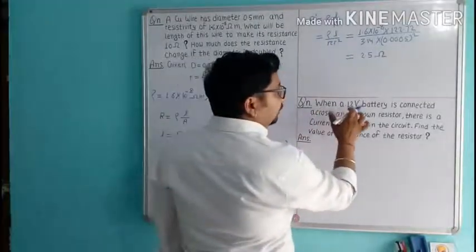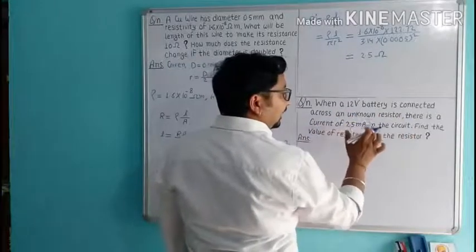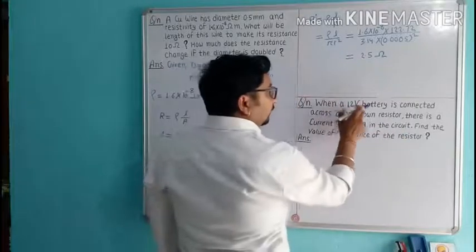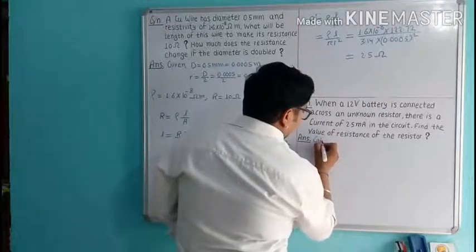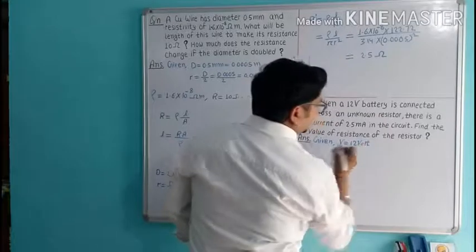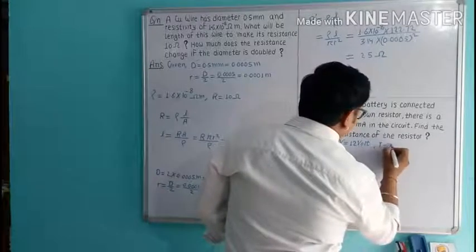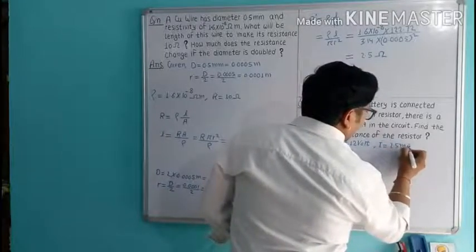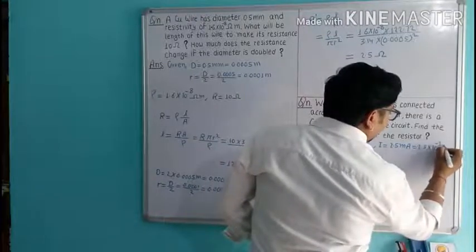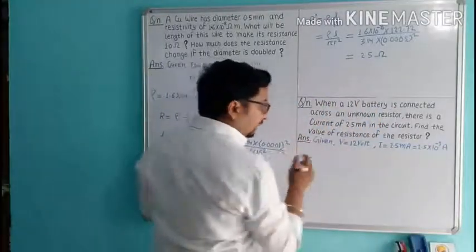Next, when a 12 volt battery is connected across an unknown resistor, there is a current of 2.5 milliampere in the circuit. Find the value of resistance of the resistor. We have 12 volt battery. We have given voltage 12 volt, current of 2.5 milliampere. The value of I is 2.5 milliampere, that is 2.5 into 10 to the power minus 3 ampere. Okay, now we have to find out the value of resistance.